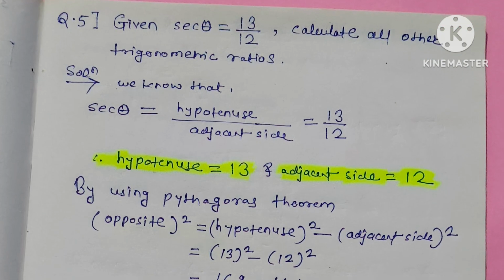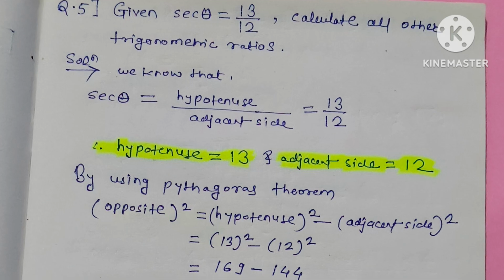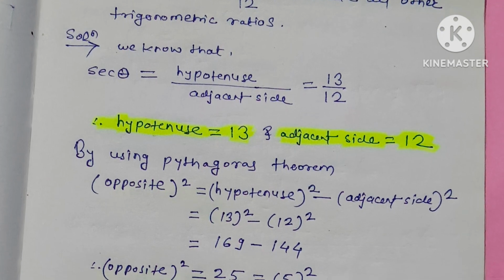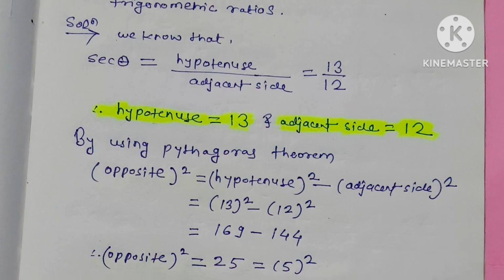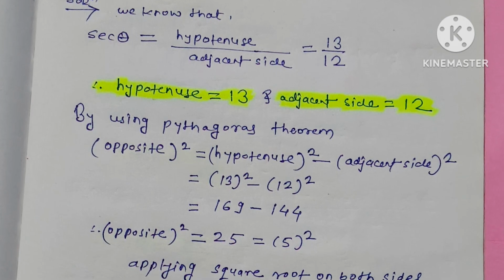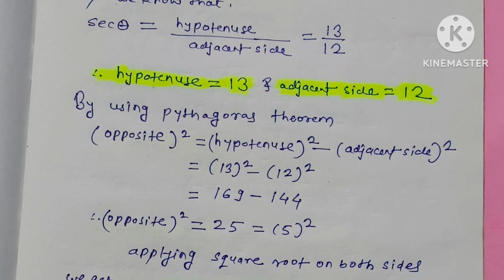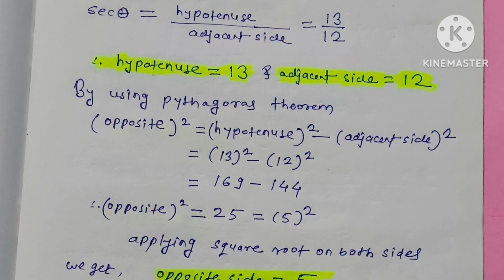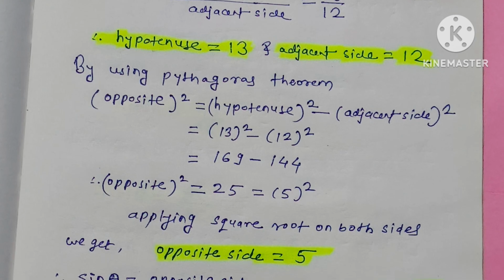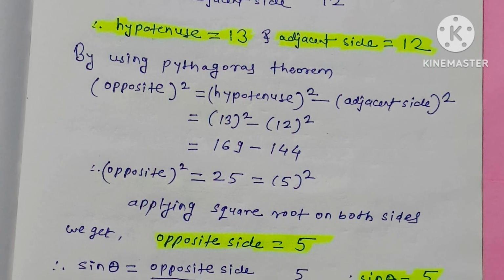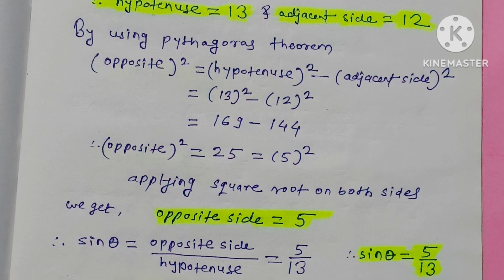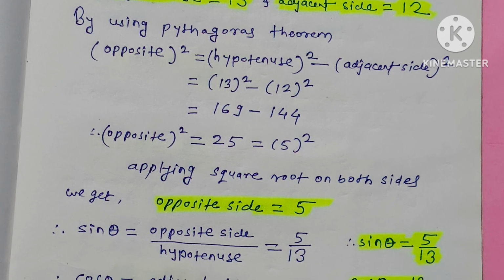Again, in question 5, the trigonometric ratio sec A is given as 13 by 12, and we have to calculate all other trigonometric ratios. We know it's a right angle triangle because we have been given a trigonometric ratio of sec A. So we already have two sides, that is hypotenuse and adjacent. How did we get it? We got it using the formula of sec theta, that is hypotenuse upon adjacent side. So we got hypotenuse as 13, adjacent side as 12.